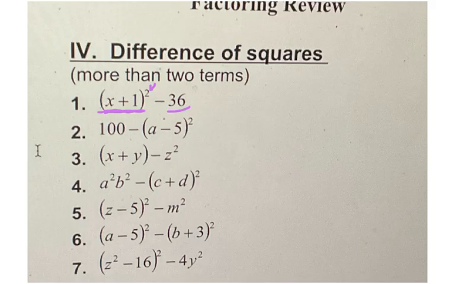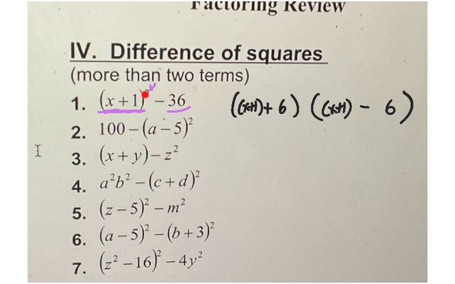So whenever I'm doing the difference of perfect squares, it factors to be, what's the square root of the first parentheses? Well, x plus 1 squared will just be x plus 1 and x plus 1. What's the square root of 36? It's 6 and 6. And then we alternate the signs. One is positive, one is negative. And all of these, you can see, they're all just like this.